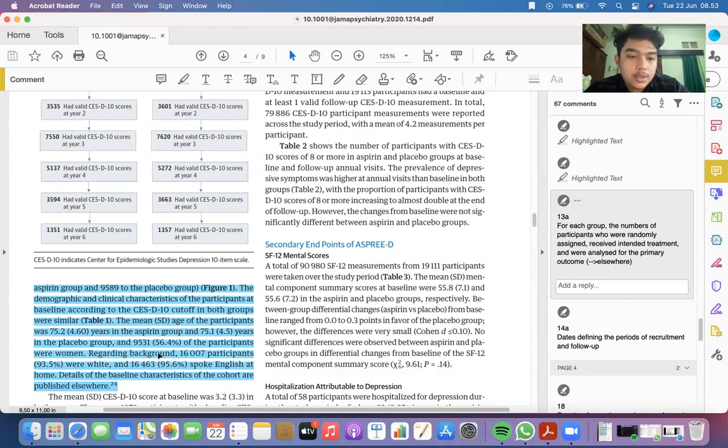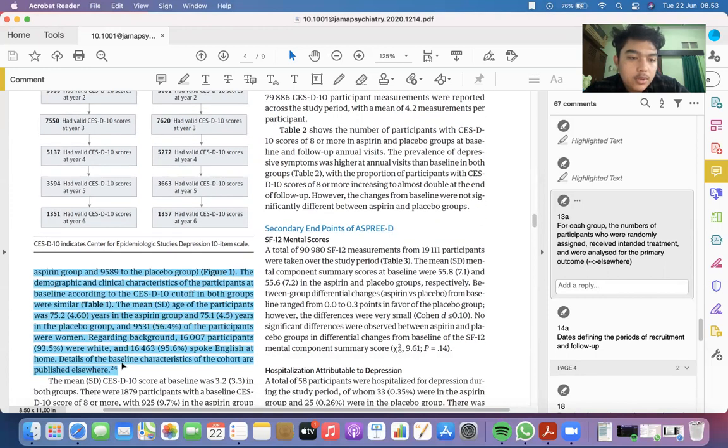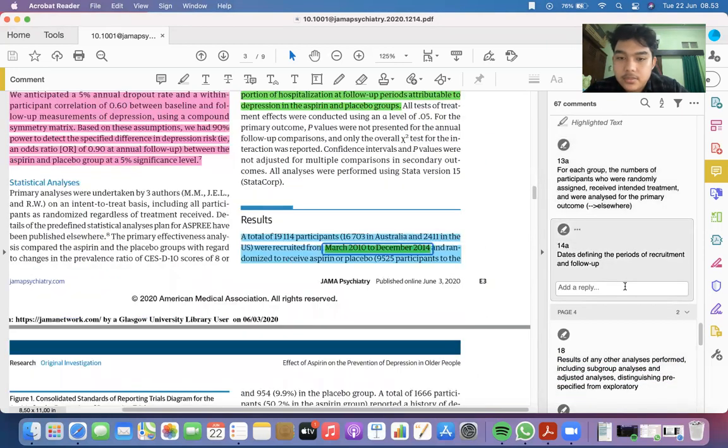Regarding background, 16,007 participants were white and 16,463 spoke English at home. Details of the baseline characteristics of the cohort are published elsewhere. Point 4b, dates defining the periods of recruitment and follow-up. The dates were from March 2010 to December 2014.